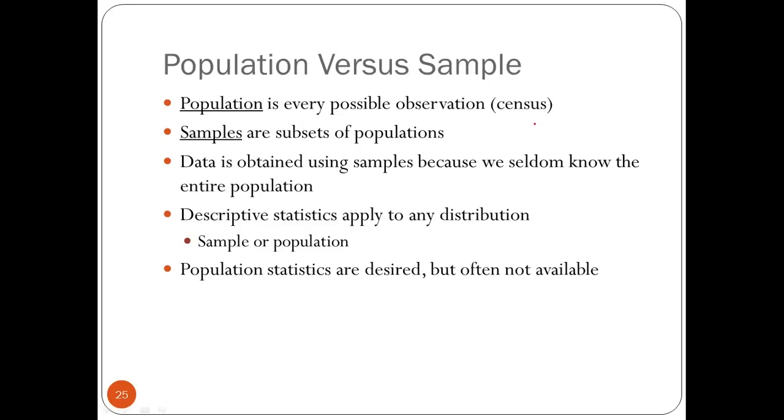Population is every possible observation and a sample is a subset, but also it is a representative subset. It cannot be any sample, but it has to be a proper sample. So data is obtained using samples because we seldom know the entire population for several reasons. We don't have that much money or time or resources to collect data on each and every item in the population. Descriptive statistics apply to any distribution. You can do it for a sample or for the population. But population statistics, although they are desired, they are not available.